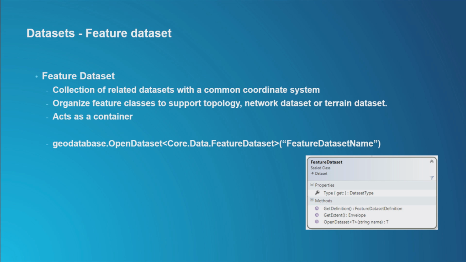The container for feature classes is a feature data set, and it's the collection of related data by a common coordinate system. It's mainly used to organize classes and to constrain them for use with controller data sets like topologies or network data sets or terrain data sets. It's a very similar model. You'll notice that this is a pattern we've used instead of having an open feature data set interface, right? We just have one style that we come back to, generic open data set of type, and pass back.